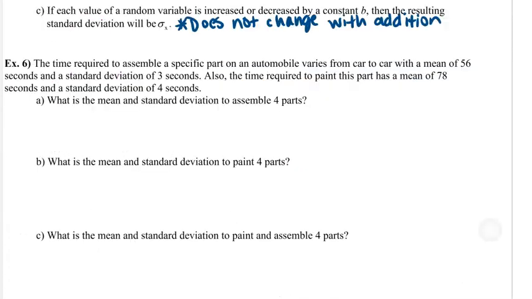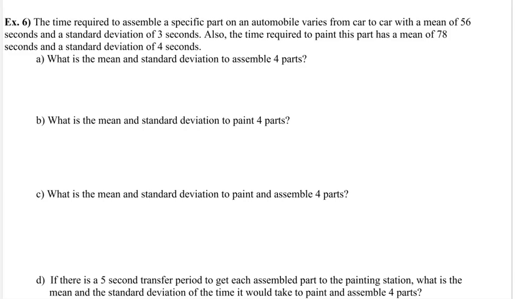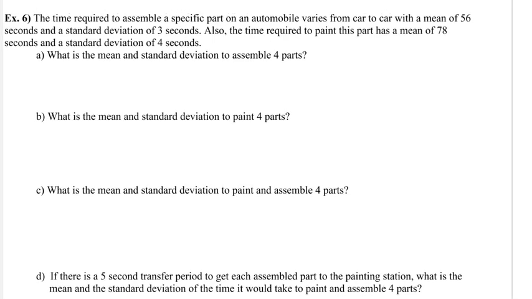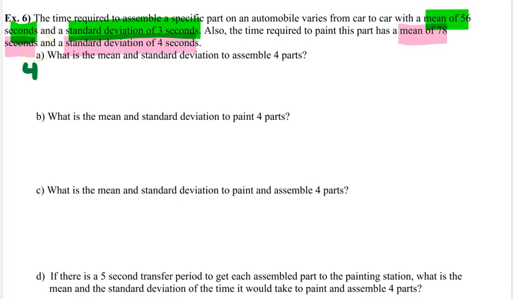A little 3-minute refresher. So, the time required to assemble a specific part on an automobile varies from car to car, but we know that we have a mean of 56 seconds and a standard deviation of 3 seconds. That's going to go with my first thing, so just assembling the part. But we also know the time required to paint this part has a mean of 78 seconds and a standard deviation of 4 seconds. Assemble and paint. Anyways, so we want to know, what is this? So you've got 4 parts that we're assembling.